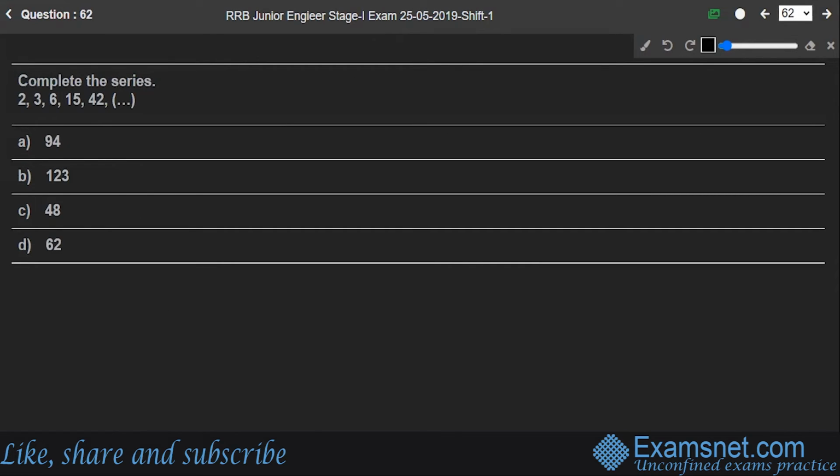You have to complete the series over here. So you have 2, 3, 6, 15, 42, and a question mark. Okay, so there is a particular jump. Let's try and understand this. See, from here to here, you're having a +1. Here you are having a difference of 1. Here you have a difference of 3, a difference of 9. And over here, from 15 to this, you are having a difference of 27.